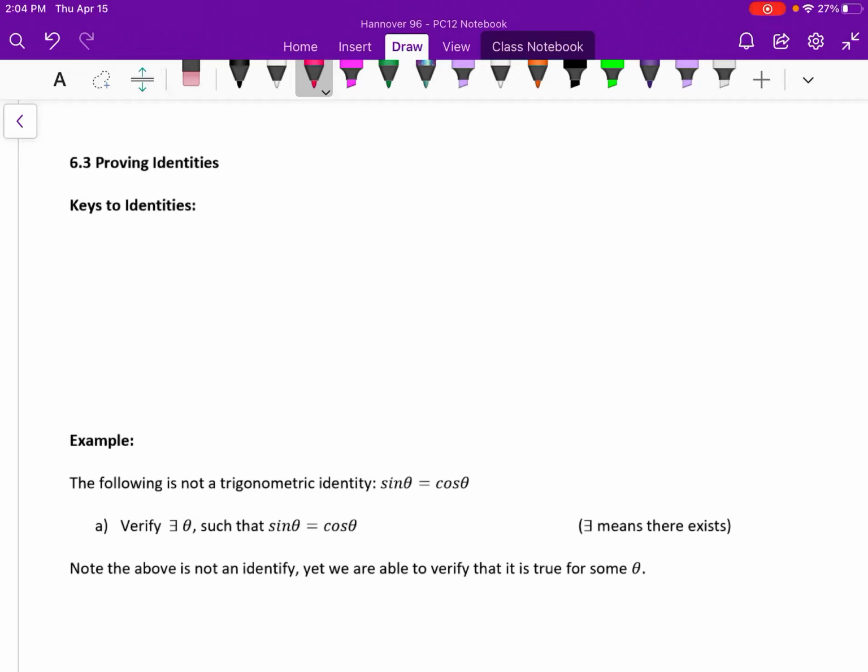6.3, Proving Identities. Keys to identities.